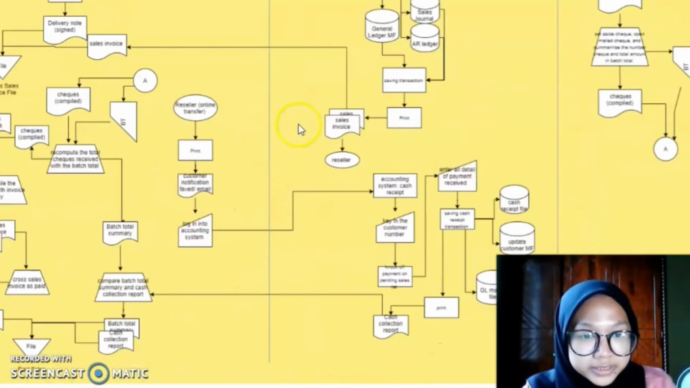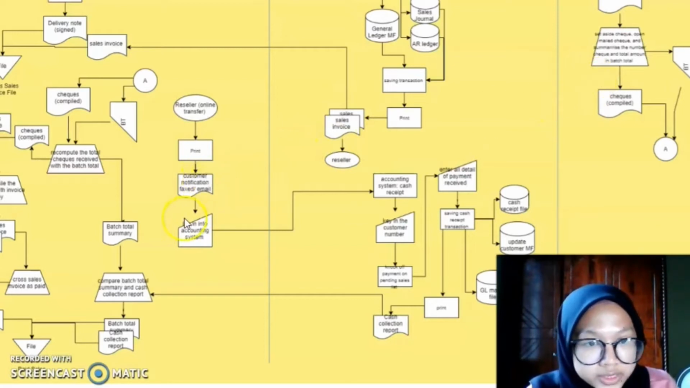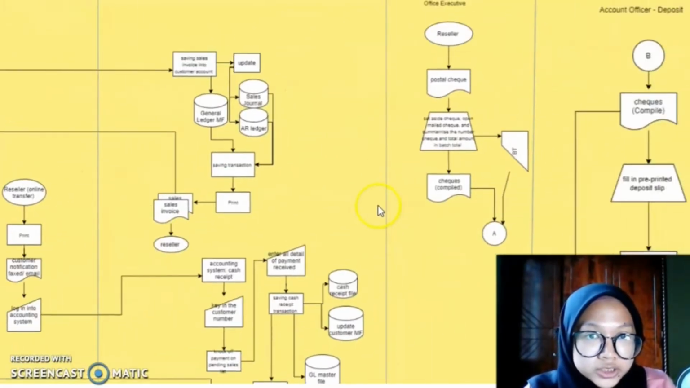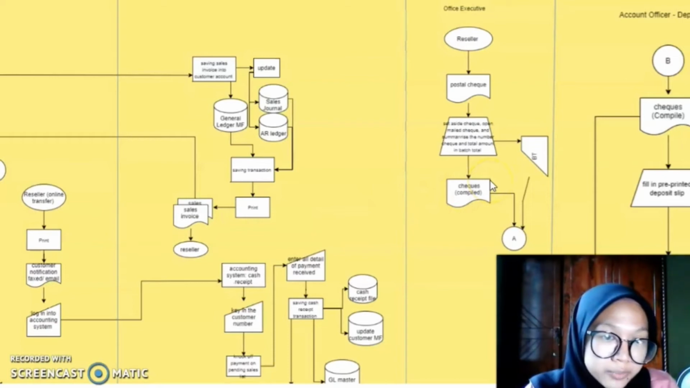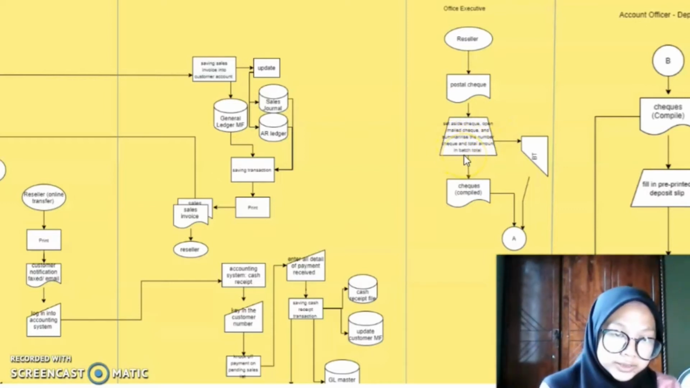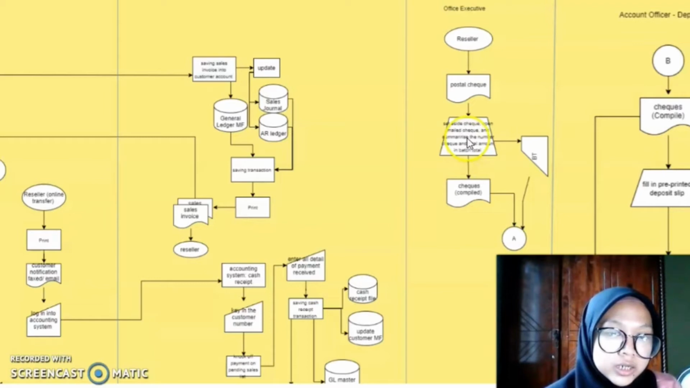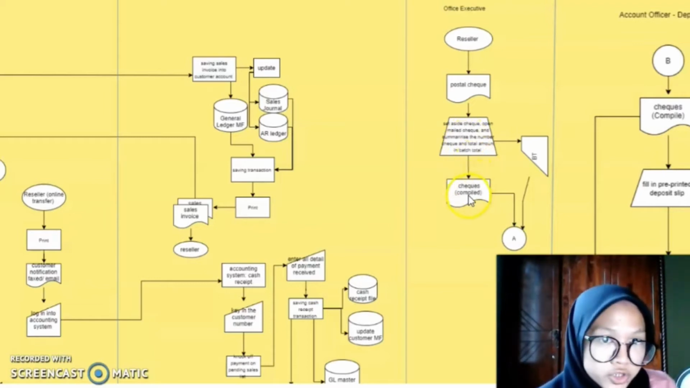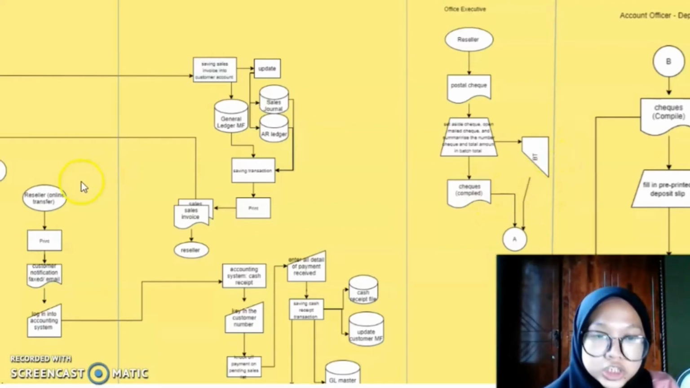For process payment, the reseller can make two types of payment. One is postal check and the second one is online transfer. For postal check, it will be received by Sandra, and after that Sandra will set aside the check, open the mail check and summarize the number of checks and total in the batch total.